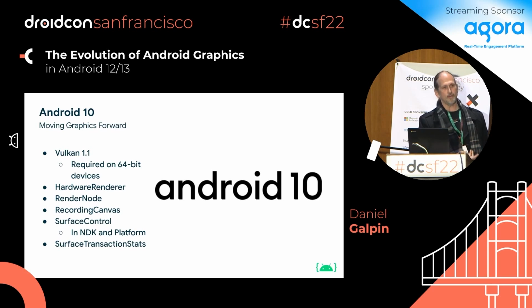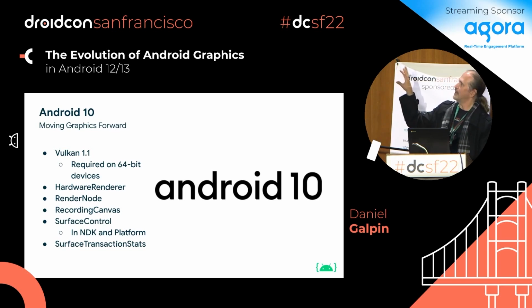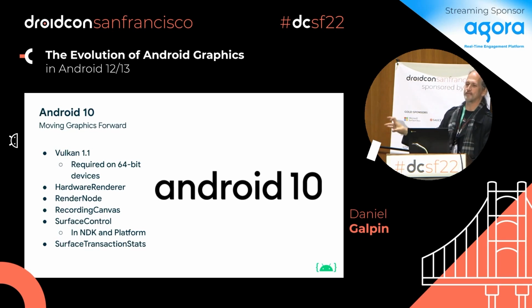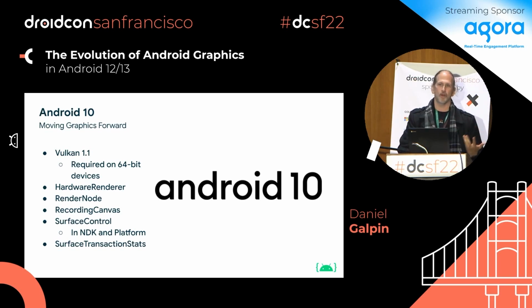And in fact, Jetpack Compose does use this as much as it possibly can. If you look at the back end for Jetpack Compose, it does some really sneaky things to use render node even before Android 10, but it also falls back to the view system. We also added some cool things like surface control, which is both in the NDK and the platform, as well as surface transaction stats. You can actually see what kind of rendering quality you're getting. All this stuff was really big. Android 10 was a great release for this.